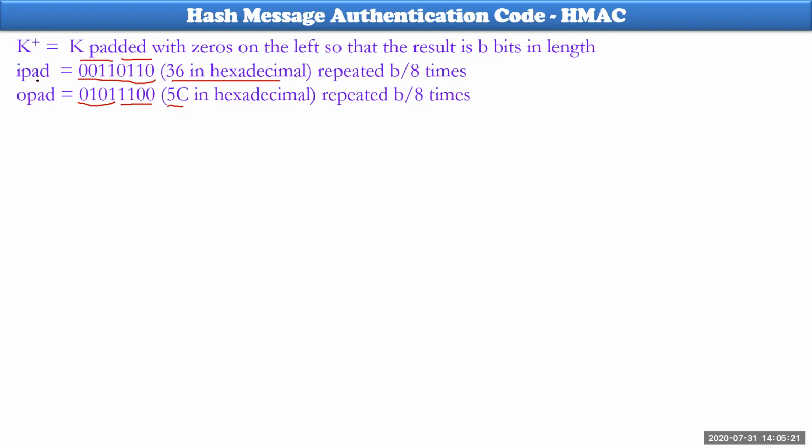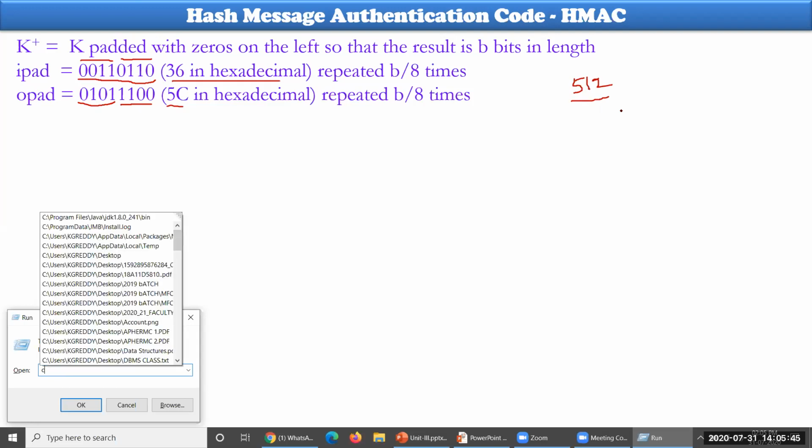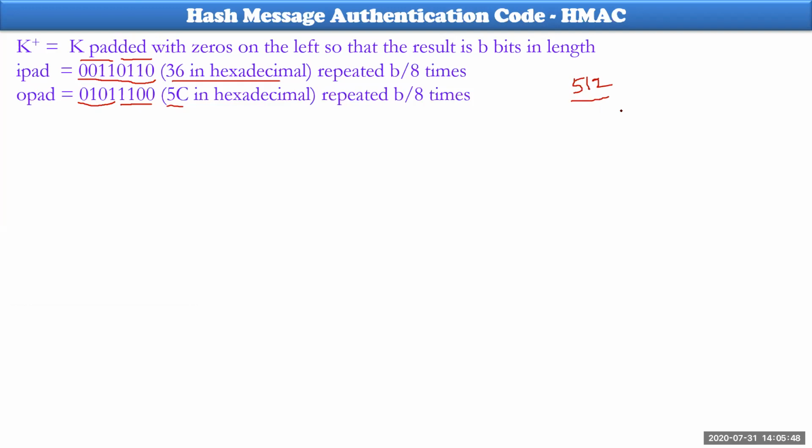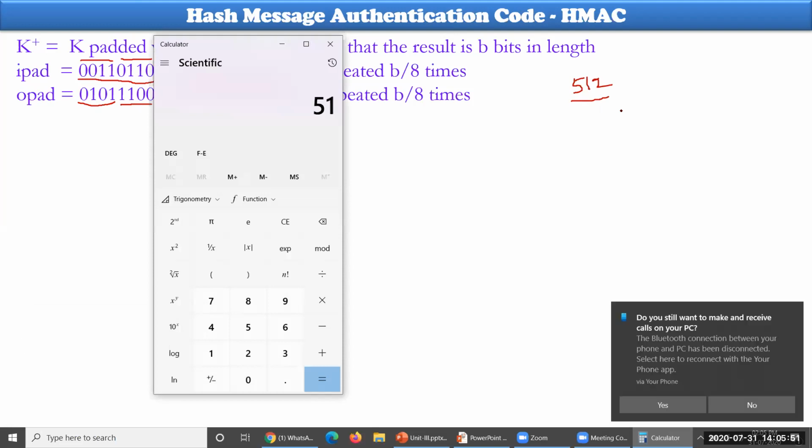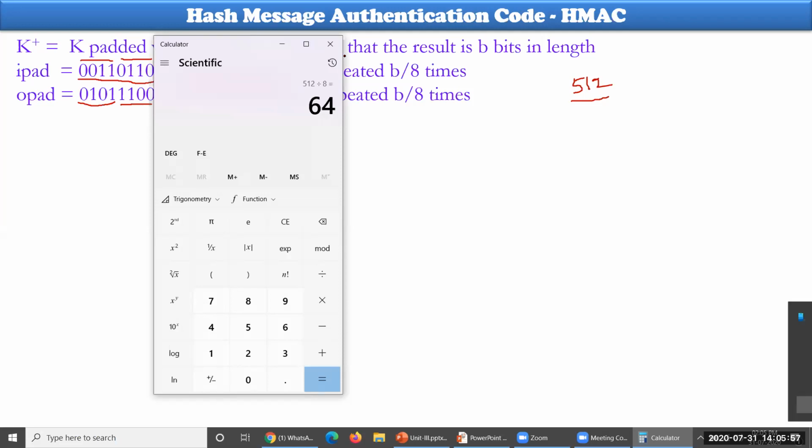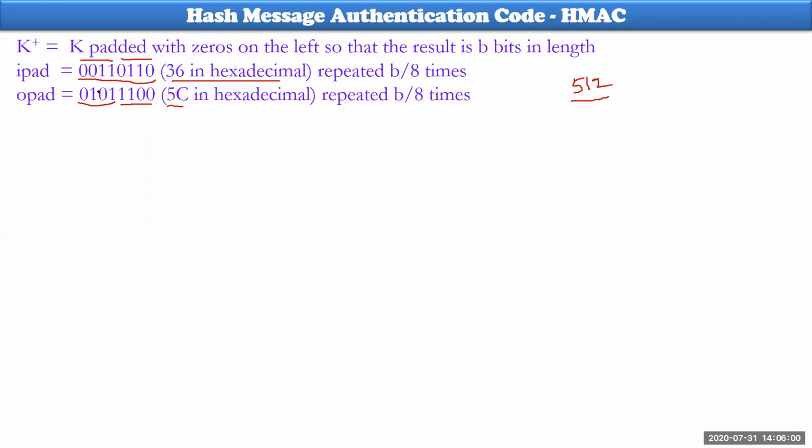For example, B value will be equal to 512. So how many bits are there in 36? 8 bits. So you have to append 36 continuously several times until the total number of bits is satisfied. 512 divided by 8, so totally 64 times. So these bits are going to be written continuously, and that would be considered as 512 bits.